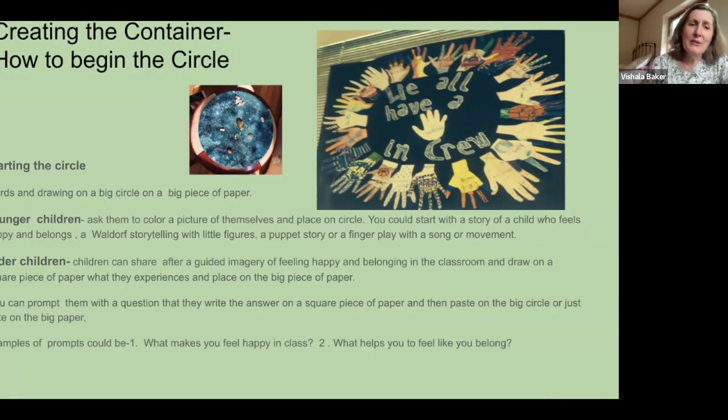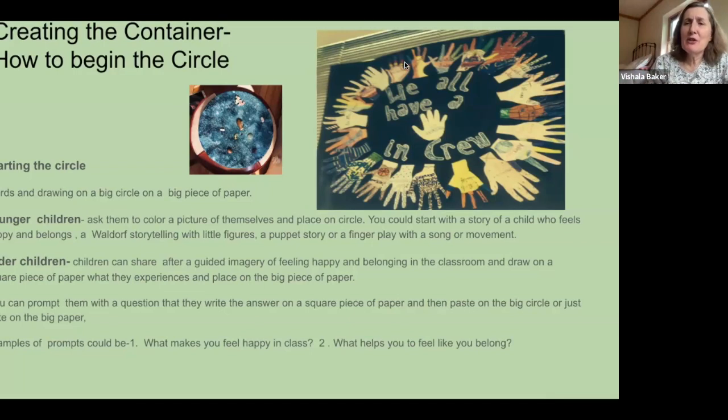The older children might share with a guided imagery of feeling happy or belonging, or a story. And you can prompt them with a question, like what makes you feel happy in class, or what helps you feel like you belong. You do a little guided imagery on that, and then invite them to do what I call drawing from the inside out. They could do words or pictures, be very creative, and then put it up with their name. Teachers have all kinds of creative ways of doing that, but it's just the beginning.